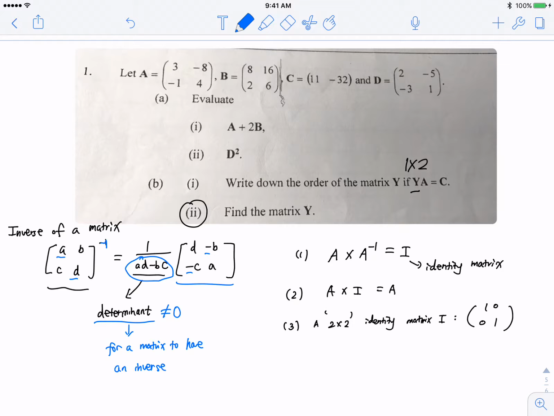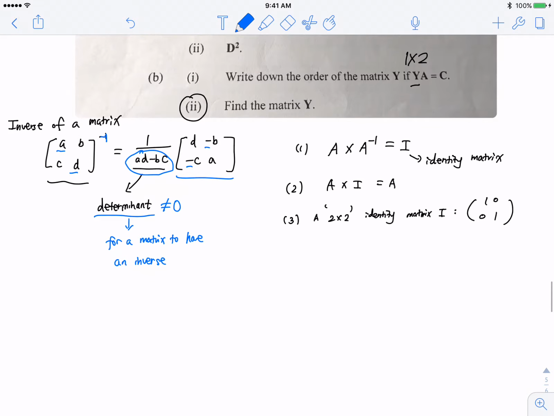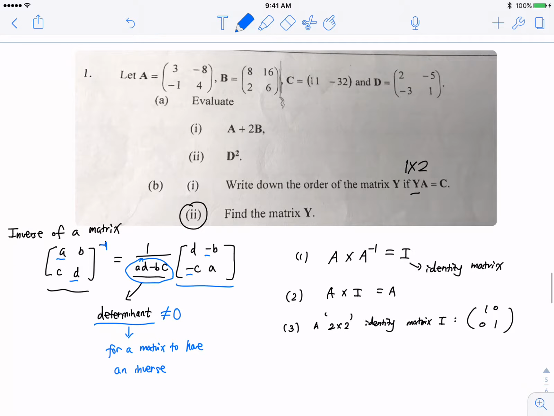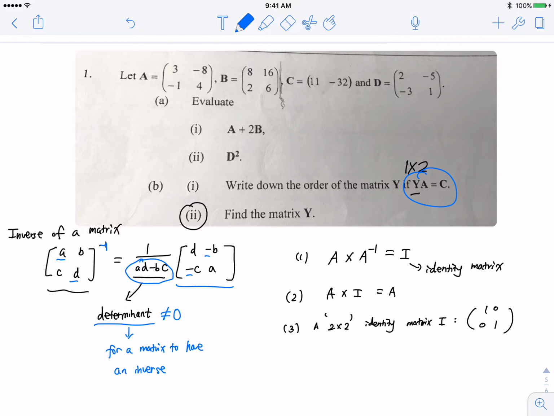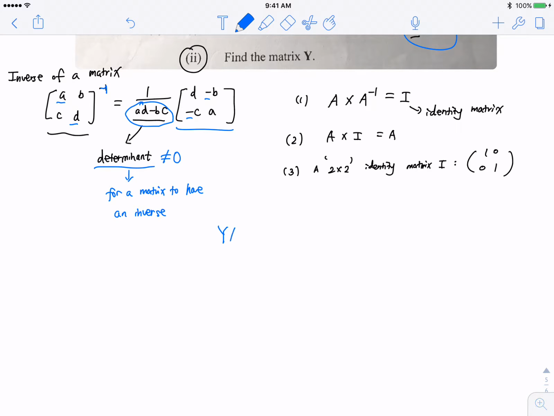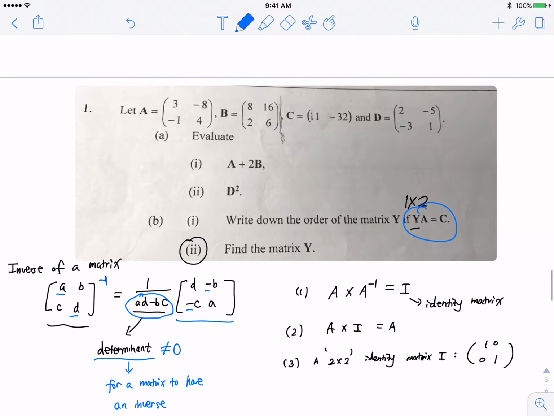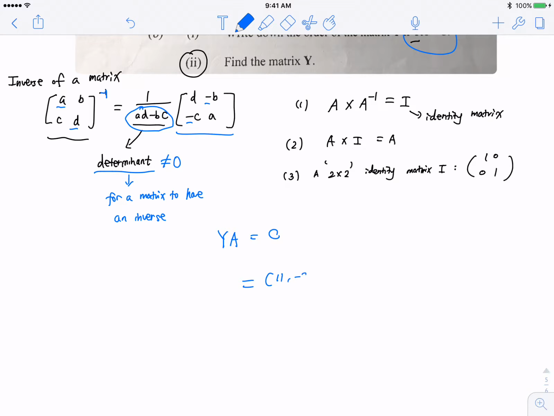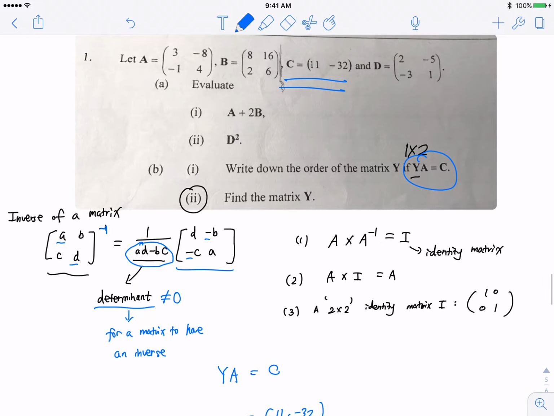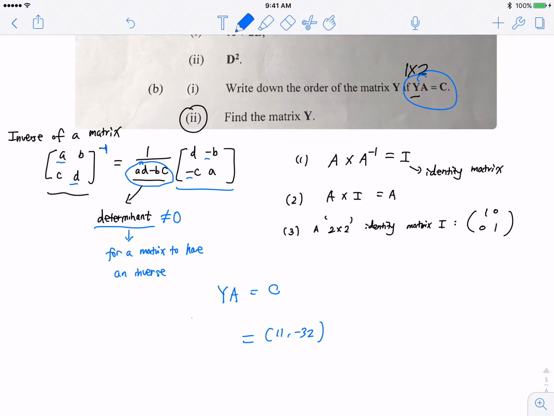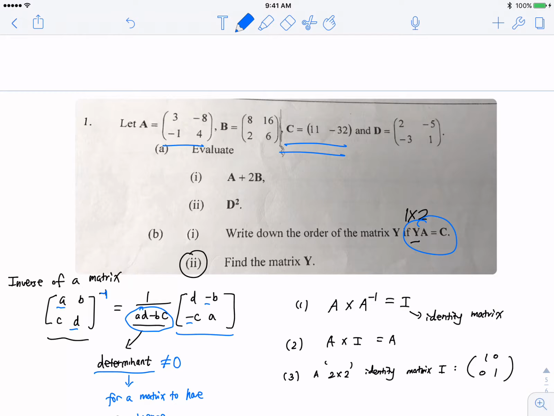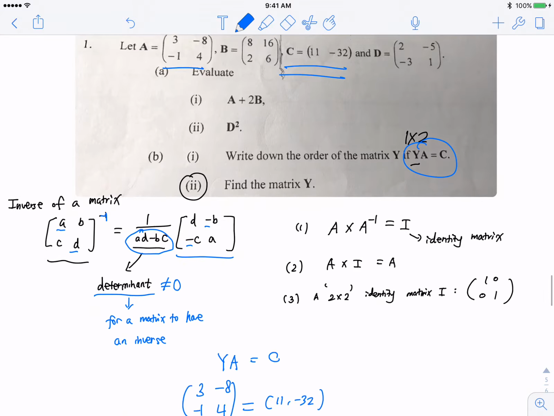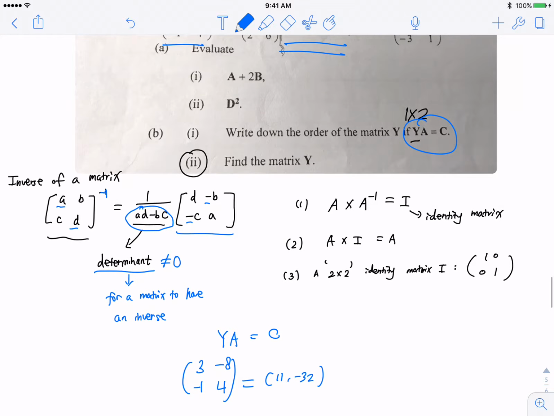So let's start to solve part B, part 2. I will first write down the equation YA is equal to C. So I know my C is 11, negative 32. A is 3, negative 8, negative 1, and 4. Let's check again. 3, negative 8, negative 1, 4. Very good.